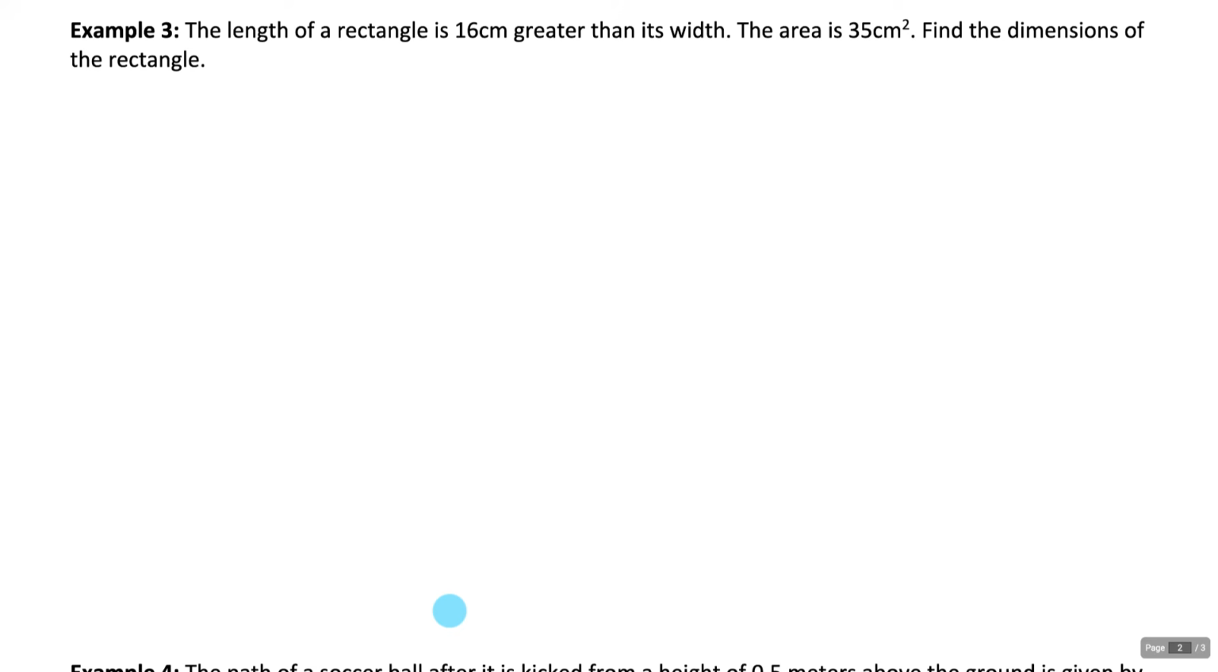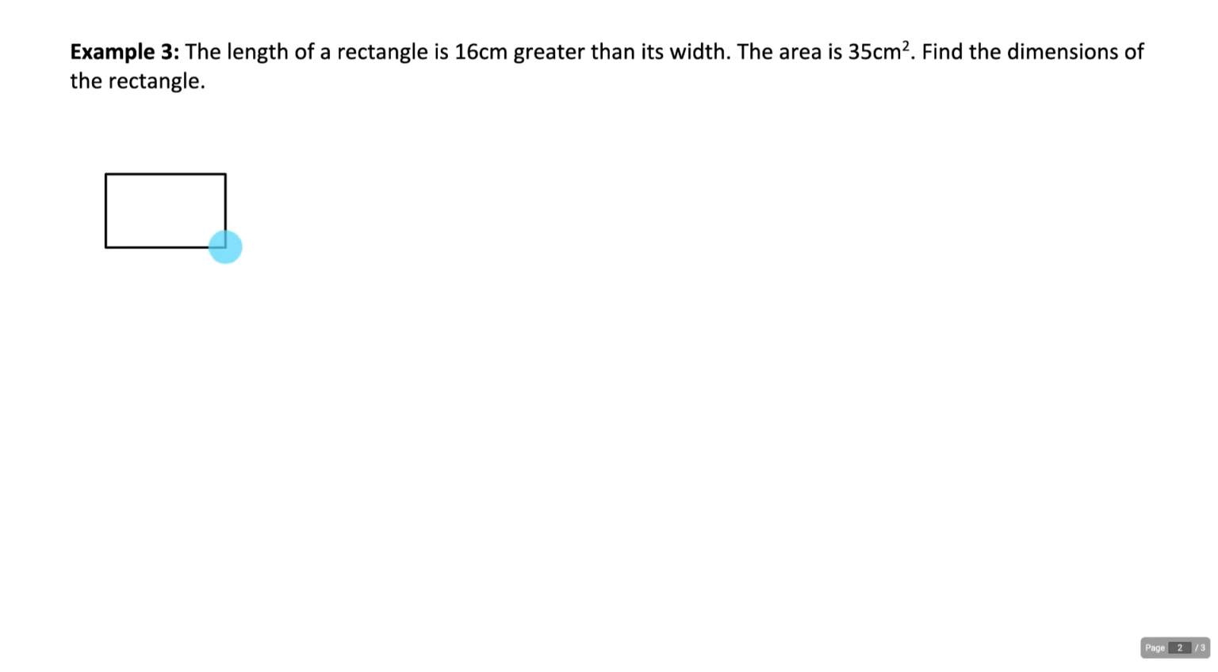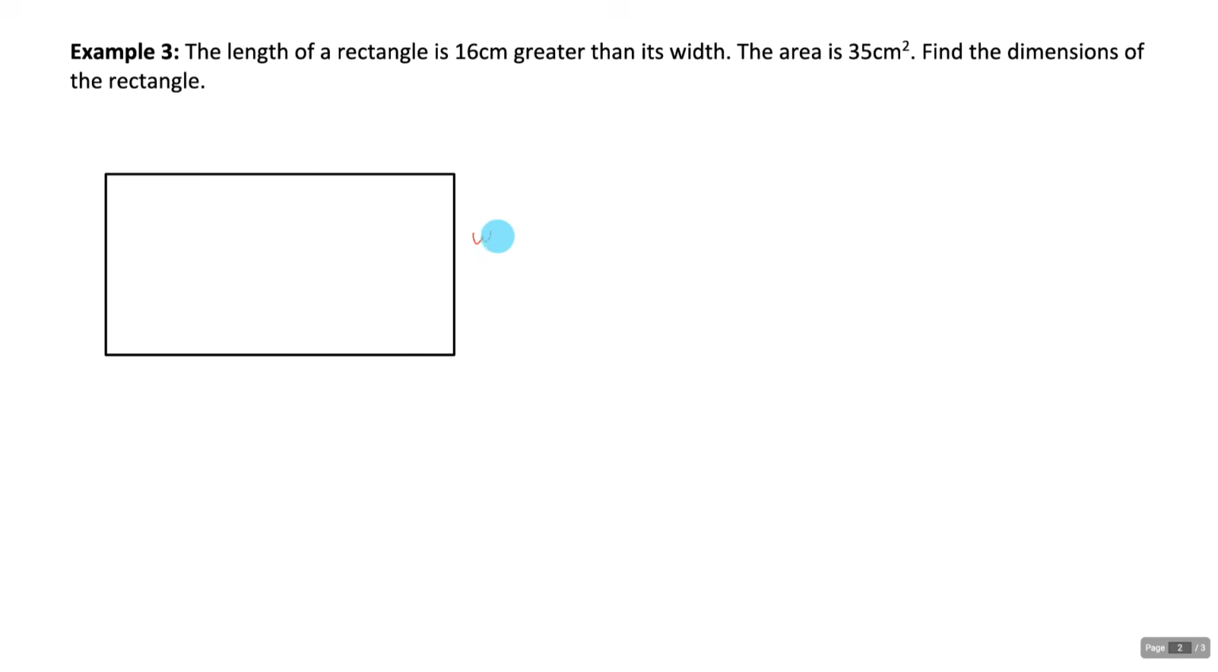Example 3 is another geometric relationship that's quadratic. It says the length of a rectangle is 16 centimeters greater than its width. The area is 35 centimeters squared. Find the dimensions of the rectangle.